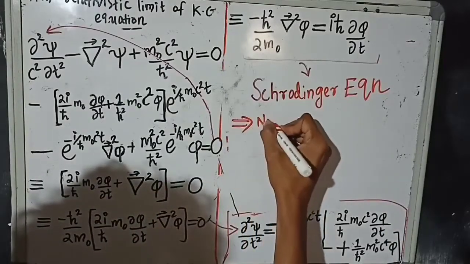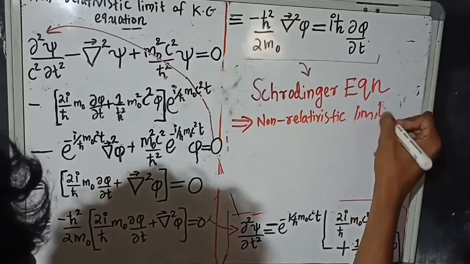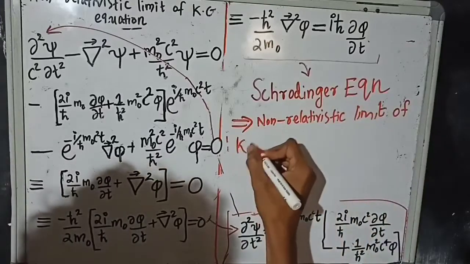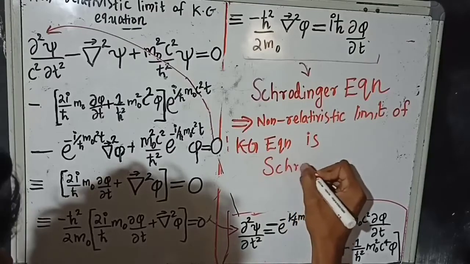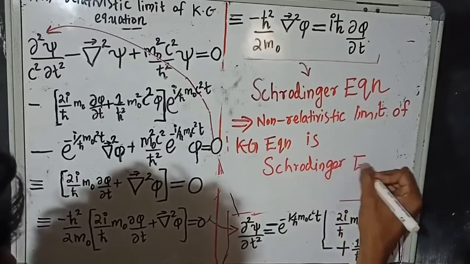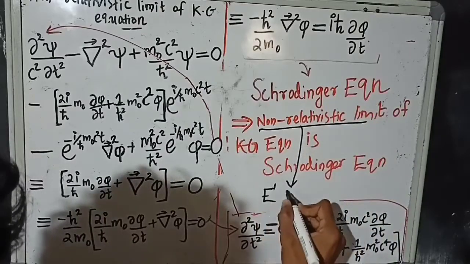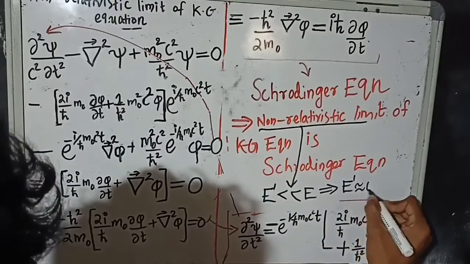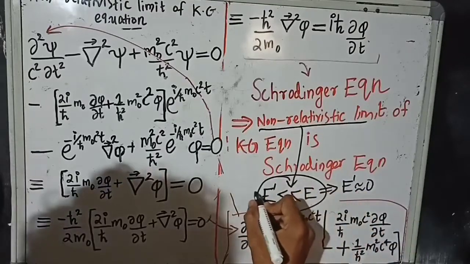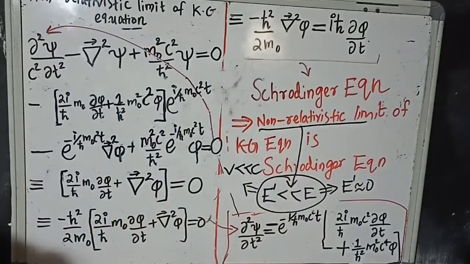So we can say that the non-relativistic limit of the Klein-Gordon equation is actually the Schrodinger equation. And this non-relativistic limit is the limit where the relativistic energy is very small compared to the total energy E, and this implies the relativistic energy E dash is negligible, and this happens only when the velocity of the particle is very small compared to the velocity of light.